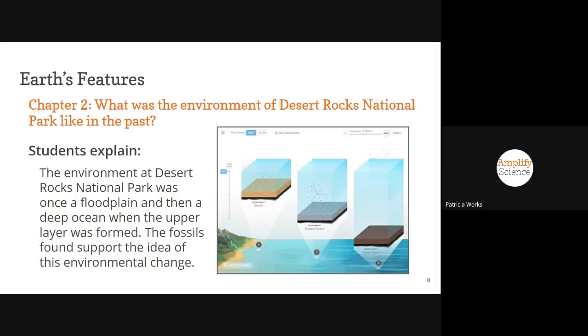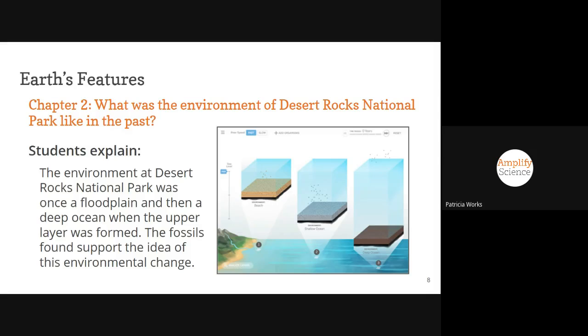The lower layer is made of siltstone and contains a lepidodendron fossil. Siltstone can form in floodplains. Lepidodendron lived in watery areas with a lot of plants. Floodplains have a lot of water and a lot of plants, so the environment must have been a floodplain when the lower layer was formed.